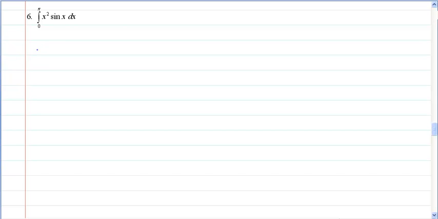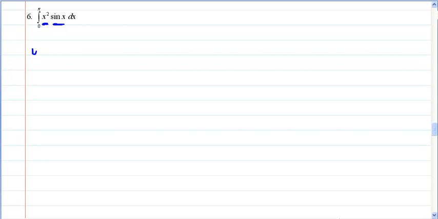For number 6, we have another definite integral, the integral of x squared times the sine of x. So as we work through this problem, you're going to see that this one is a little bit different than the first 5 that we've already seen. But when you first look at this, you can easily identify your two functions as x squared and sine x.